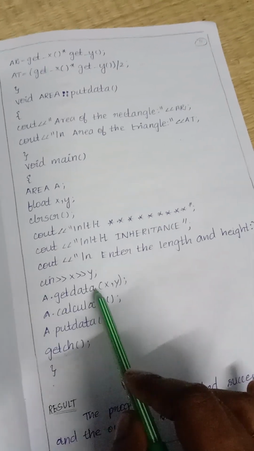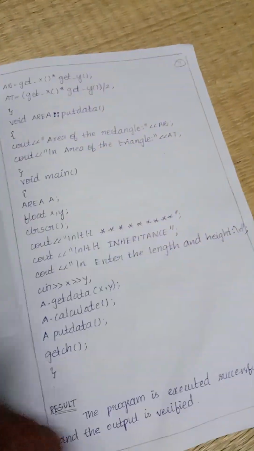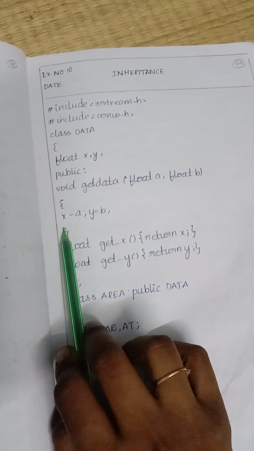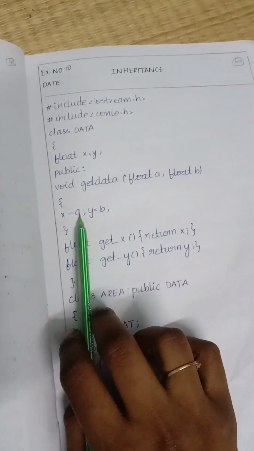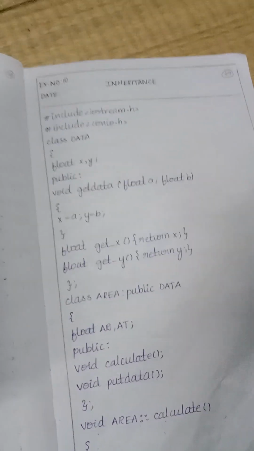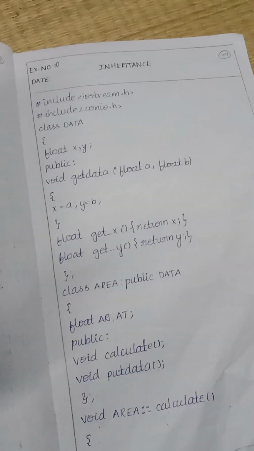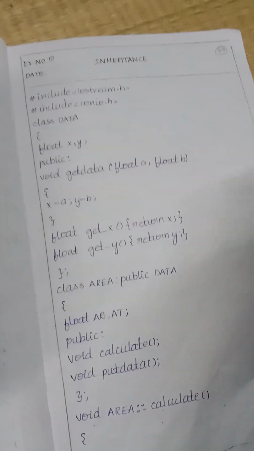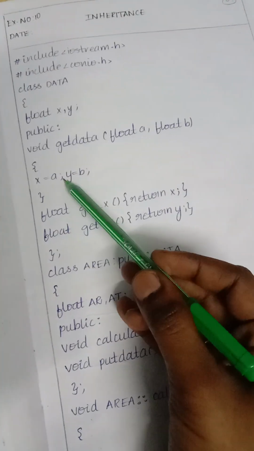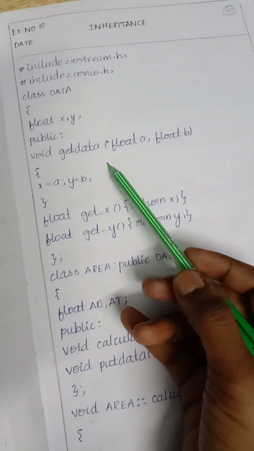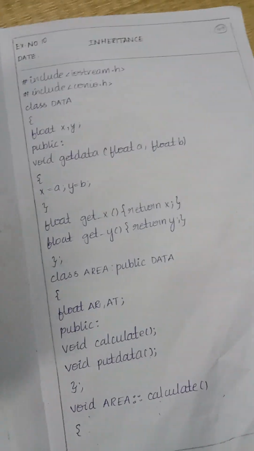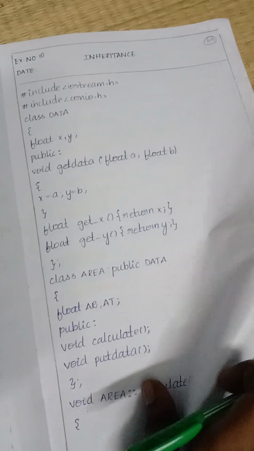For that get data, what we do is put the value of x and the value of y. For example, if I give the length as 56 and the height as 54, then a has 56 and b has 54. So it obtains the values from us, and that is known as the get data function.